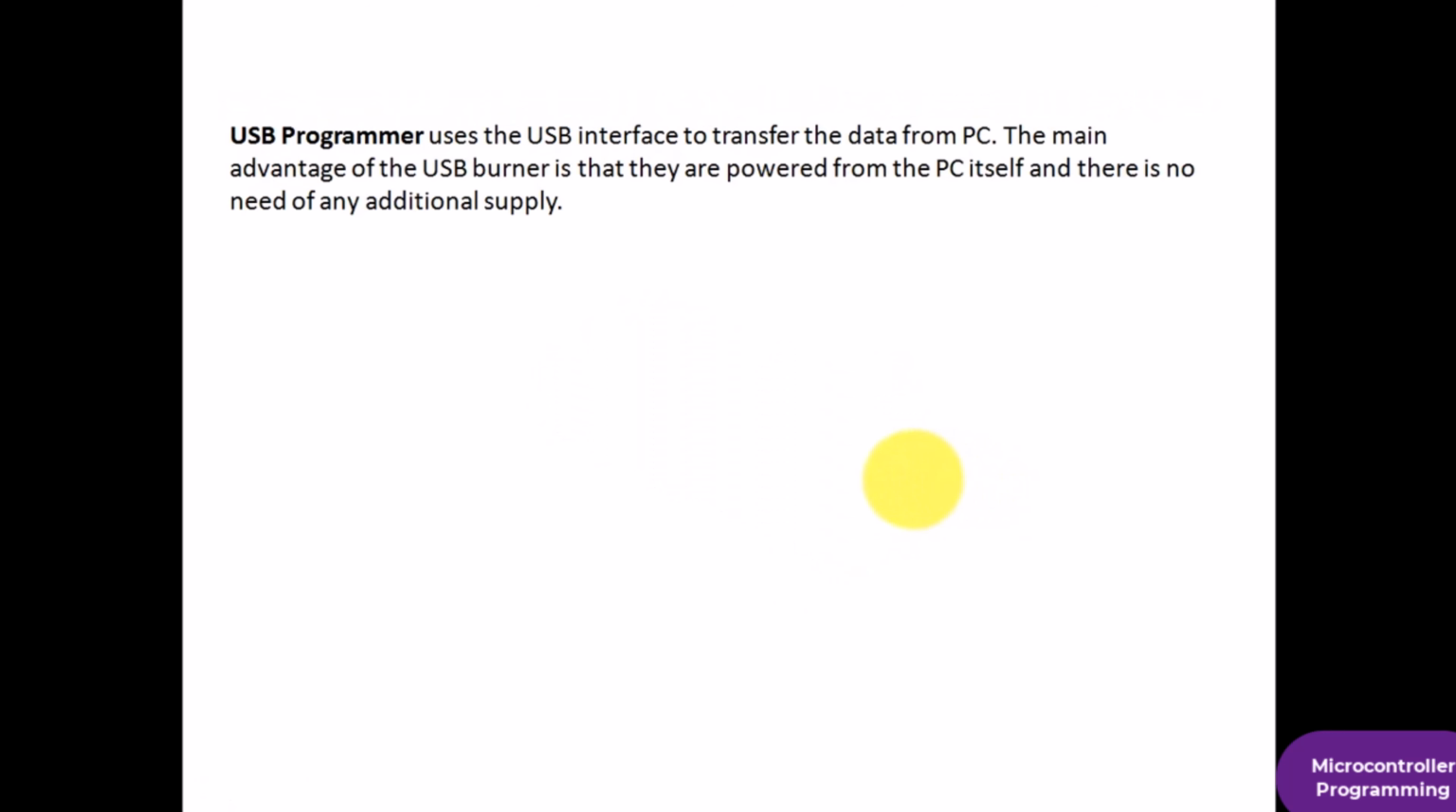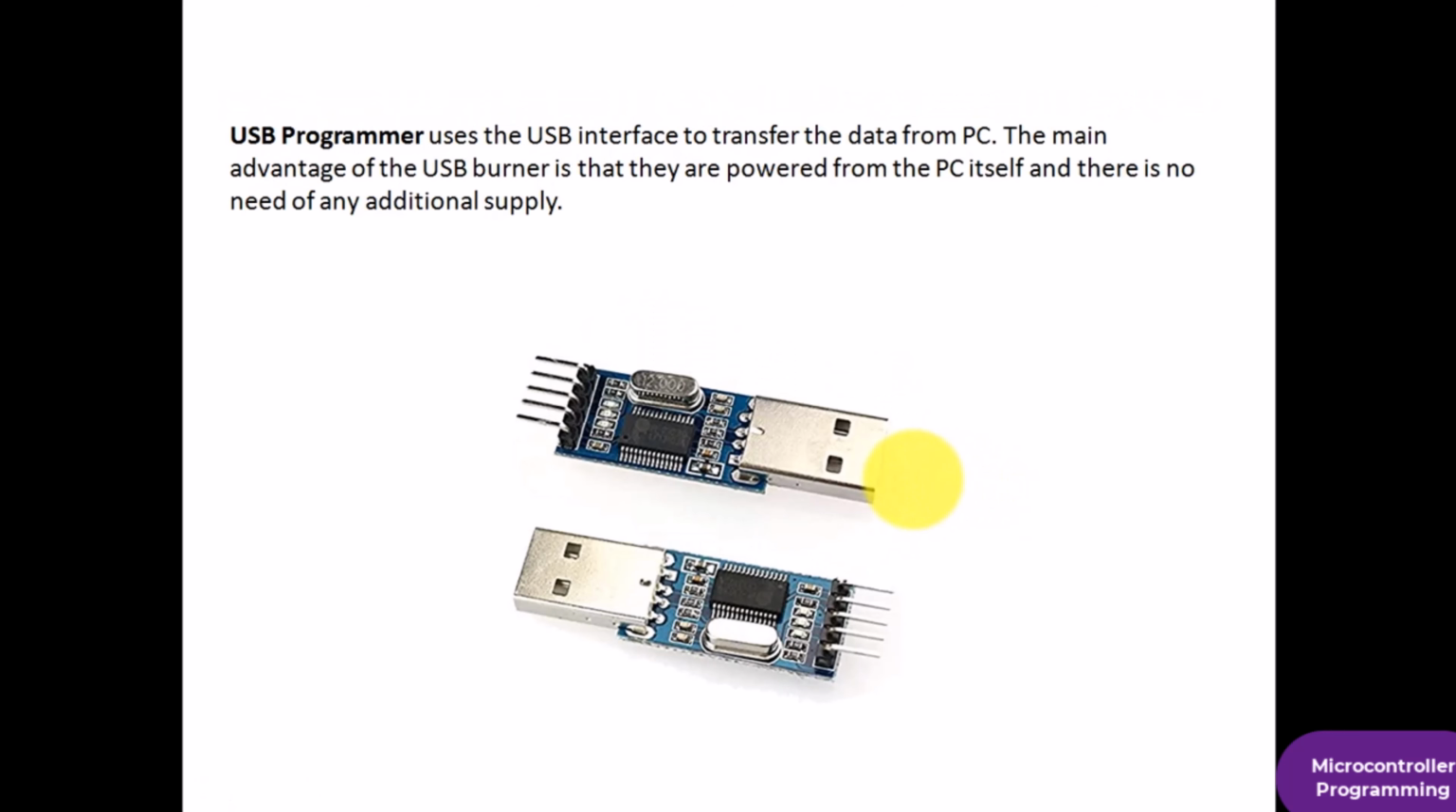USB programmers use the USB interface to transfer the data from the PC to the flash memory of the microcontroller. The main advantage of using a USB burner is that it is powered from the PC itself, and hence there is no need for any additional power supply.